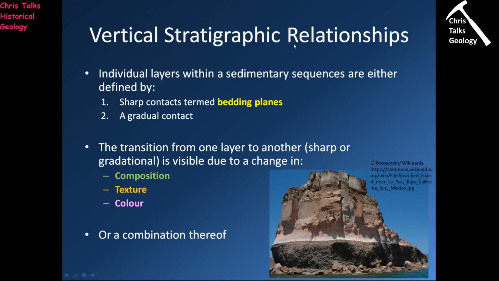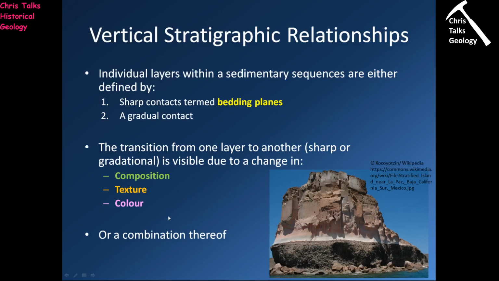So let's start by looking at the vertical stratigraphic relationships. Individual layers within a sedimentary sequence are defined either by sharp contacts, which we call bedding planes, or gradational contacts. If we look at this picture down here, we can see we have two distinct layers of rock. We have this darker, rubbly looking layer, which is a conglomerate, and then above it we have this blocky, pinkish white layer, which is a limestone. And you can see between them we have this nice sharp boundary. That's our bedding plane.